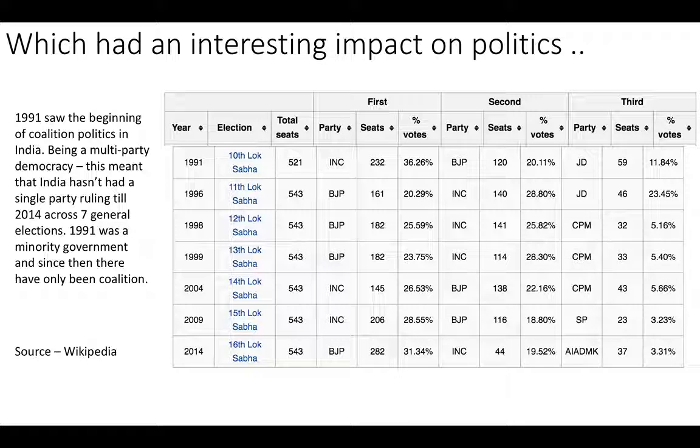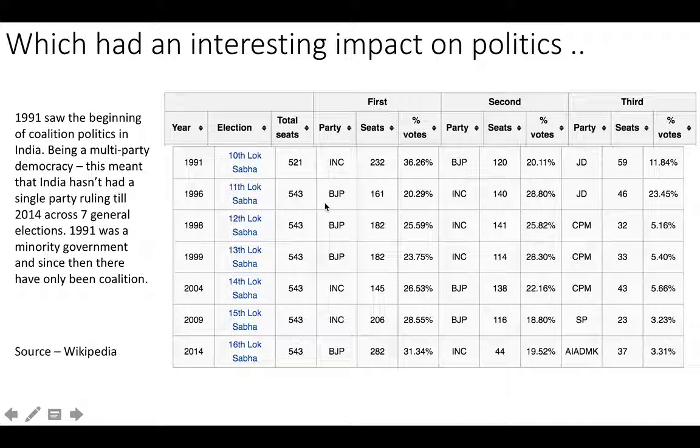Finally had competitors, multiple. So in 1991, they only managed to form a minority government. So 232 seats, a 36% vote share, was not enough to give them a majority rule in the legislative body. And this was 1991. So across 7 elections, even this minority government actually ended up into various fractured coalition governments.